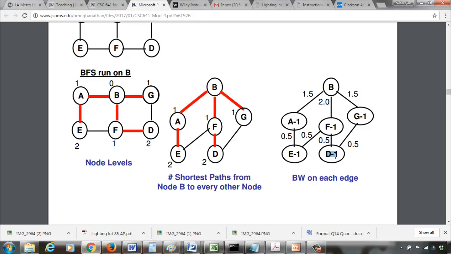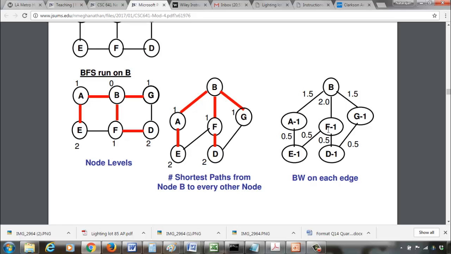So D divides its 1 unit of flow proportionally to F and G. It has one shortest path from F and one shortest path from G. So 1 divided by 2 is 0.5. It sends that 0.5 units of flow to F and another 0.5 units of flow to G. Similarly, E divides its 1 unit of flow proportionally to two of its predecessors, A and F, equally, because both give one shortest path to E. So 1 divided by 2, 0.5 units of flow go to A and another 0.5 units of flow go to F.